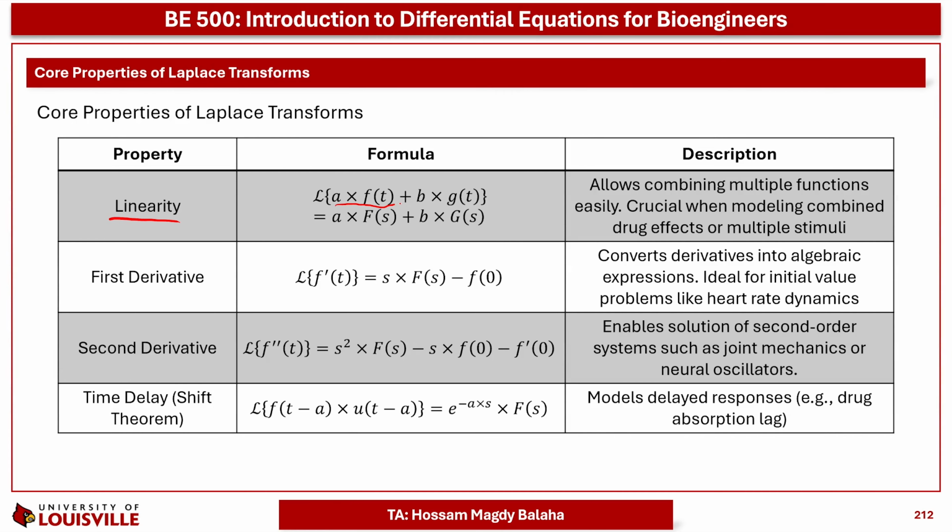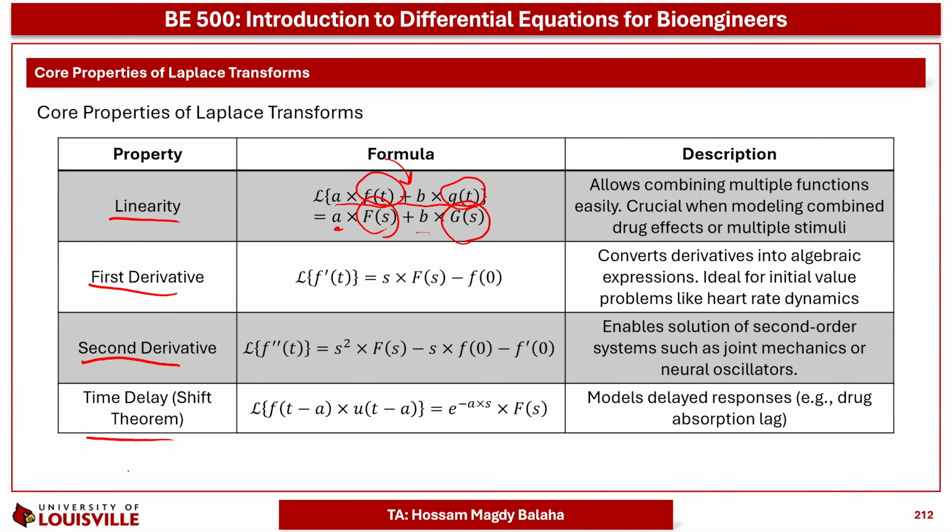If you have this function and you need to apply Laplace transform simply because there is plus or minus here, then you can take each of them and apply Laplace individually. So the constant will remain, f of t will become f of s, g of t will become g of s, and the constant remains the same. We mentioned the first derivative and the second derivative, and we know the pattern in case you have the third derivative or fourth derivative. Also, there is a common property called time delay or shift theorem.